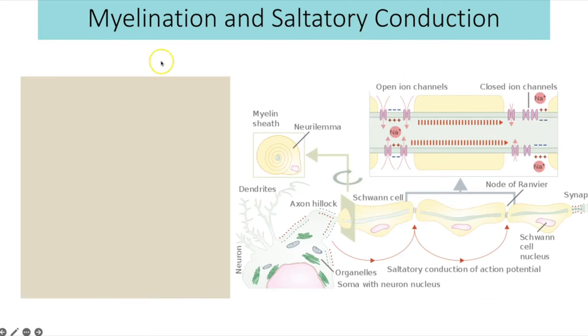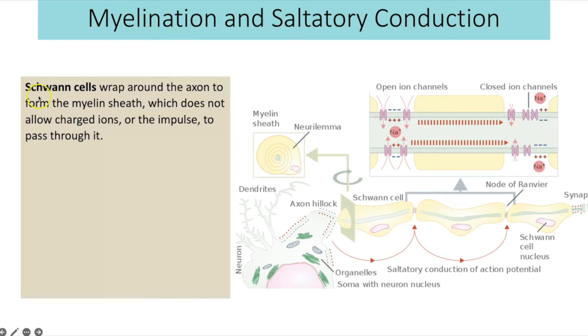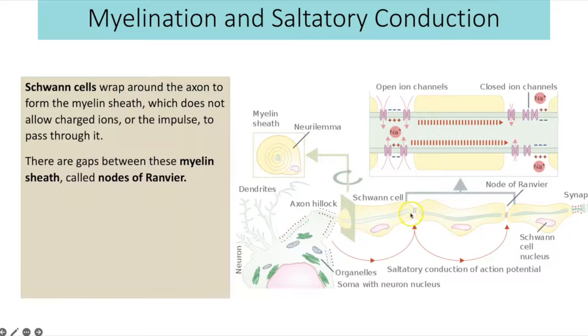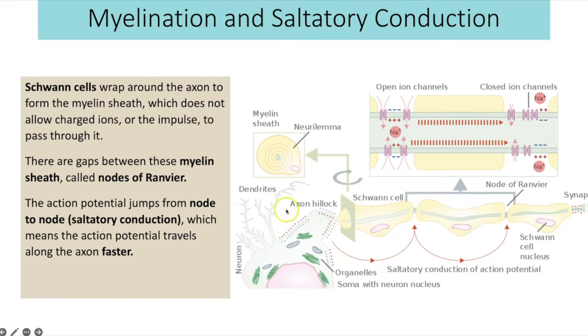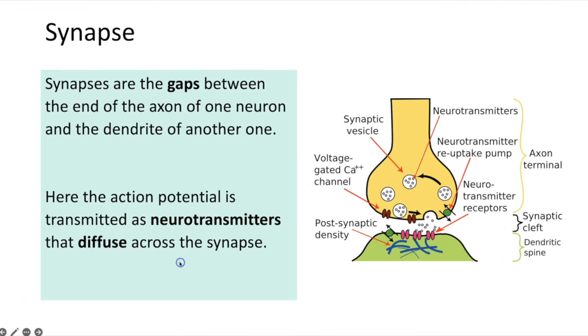So how can you then speed up these impulses? One way is the Schwann cells, which we briefly talked about. Schwann cells wrap around the axon to form the myelin sheath, which does not allow the charged ions, those sodium ions and potassium ions, to pass through, going in and out of the axon. There are those gaps, which are known as the nodes of Ranvier, though, and that results in the saltatory conduction, which is where that action potential jumps from node to node. And that means the action potential travels faster along the axon because you're not generating an action potential at every single position along the axon.